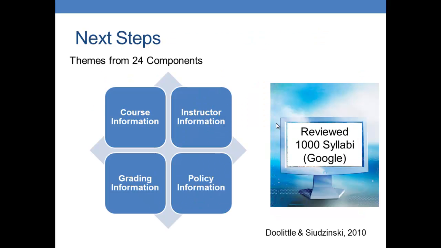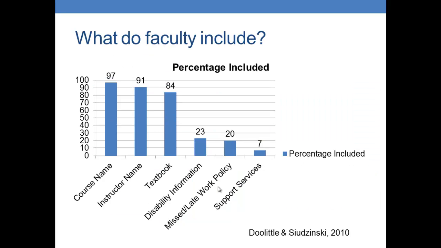Then they looked at those 24 components and identified 4 primary themes: course information, instructor information, grading information, and policy information. Then they went to the web and found 1,000 syllabi using Google, and they wanted to see whether the syllabi they found had the information that these professionals in the field have deemed important to include. And here's a sampling of some of the factors that were assessed, not the complete list.